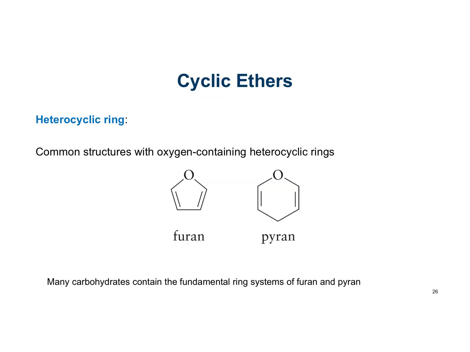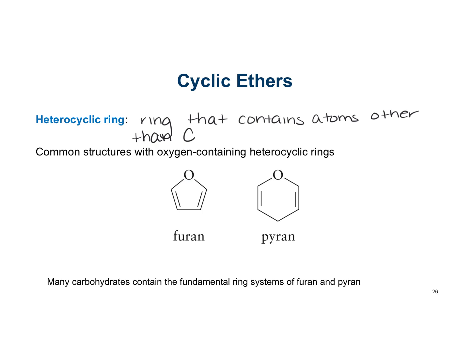Now, we can also have cyclic ethers. These are found when they have an oxygen in a ring like this. It's referred to as a heterocyclic ring. So this is just a ring that contains atoms other than carbon. So, for example, these are oxygen-containing rings that are cyclic ethers.